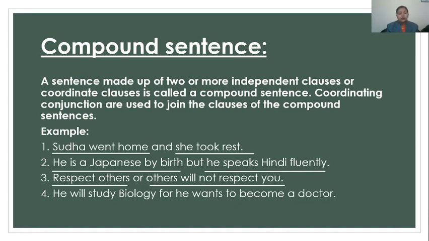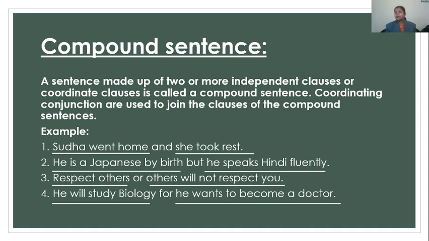Next is he will study biology for he wants to become a doctor. So he will study biology. This is an independent clause. The second is he wants to become a doctor. Complete in its meaning. This is also an independent clause. So as they both are independent clauses, coordinate clauses, the sentence is a compound sentence. I hope it is understood by all of you what compound sentences are.